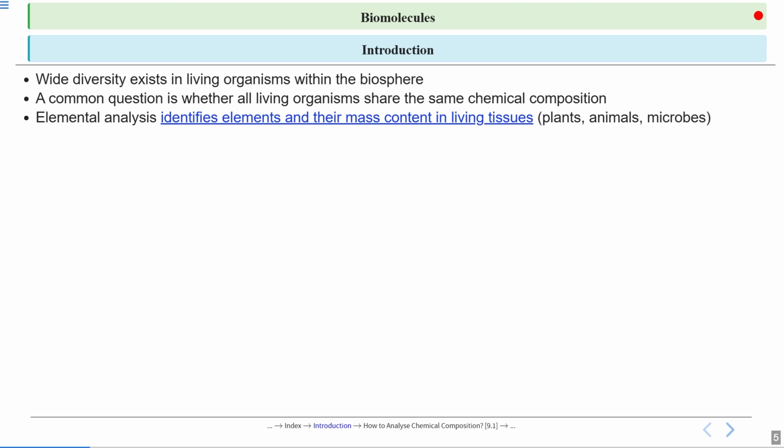Let's see what elements are present in the living, and we'll also talk about elements present in the non-living things. Elements like carbon, hydrogen and oxygen are found in living tissues. Living organisms are made up mainly of carbon, hydrogen and oxygen. There are other elements also, but mainly they are made up of these elements.